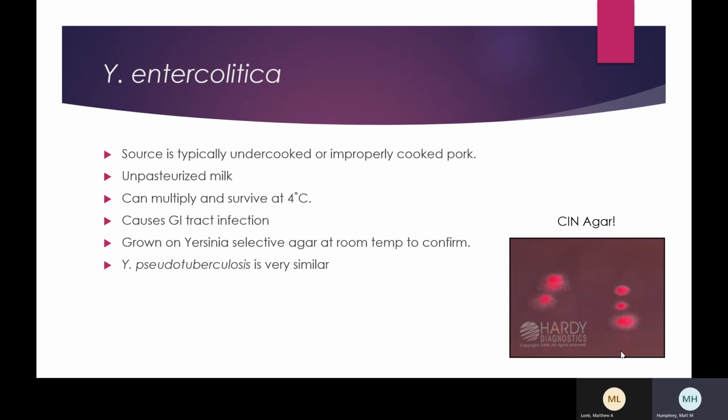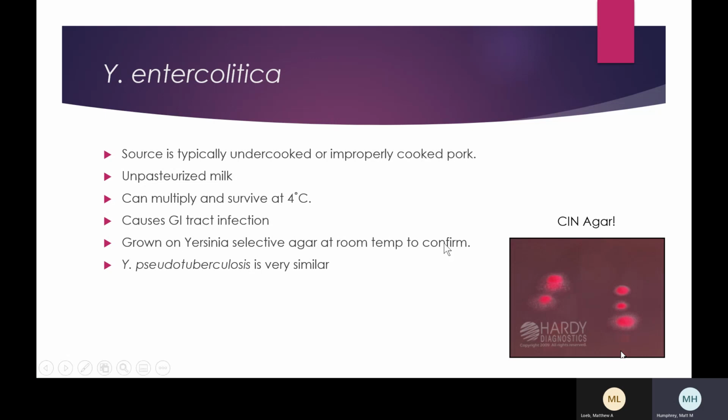So Yersinia enterocolitica, the source is typically undercooked or improperly cooked pork, which you guys will find out. I'm going to ruin food for you guys, and I'm sorry. Unpasteurized milk, so don't drink unpasteurized milk. And they can survive and multiply at 4 degrees Celsius. They really like room temperature. They even like this cold temperature too. But it's usually associated with GI tract infection.